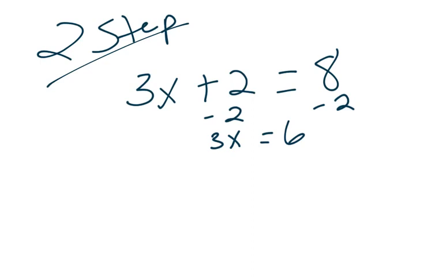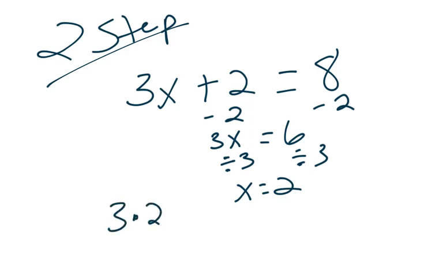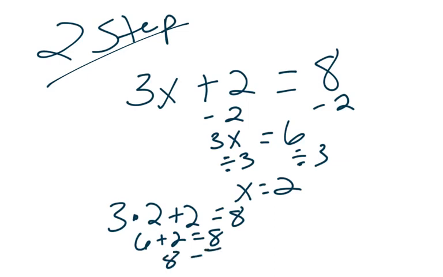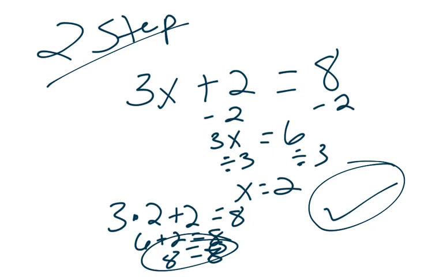So now I have 3 times x equals 6. I need to undo my multiplication with division. Divide by 3 on both sides. X is equal to 2. So then I'm going to take this x is equal to 2 and I'm going to plug it in. So I'm going to take 3 times 2 plus 2 is equal to 8 and make sure it checks out. Well, 3 times 2 is 6, plus 2 is equal to 8. 6 plus 2 is 8. It works. Check. Done.